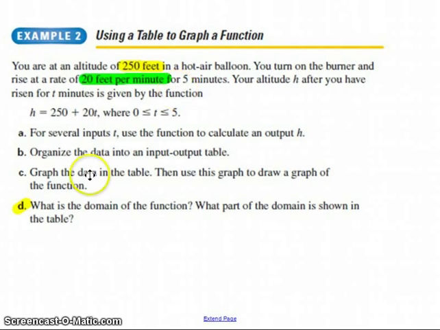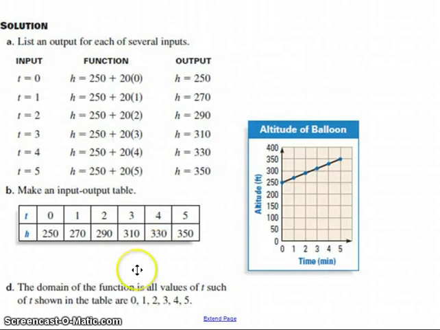Last thing then was, what's the domain of the function? And the answer depends on whether you're looking at the table. If you're looking at the table, the domain, in other words the x values, well, there are only 6 listed here, 0 through 5, and you would list them off as a set, and that's the domain.